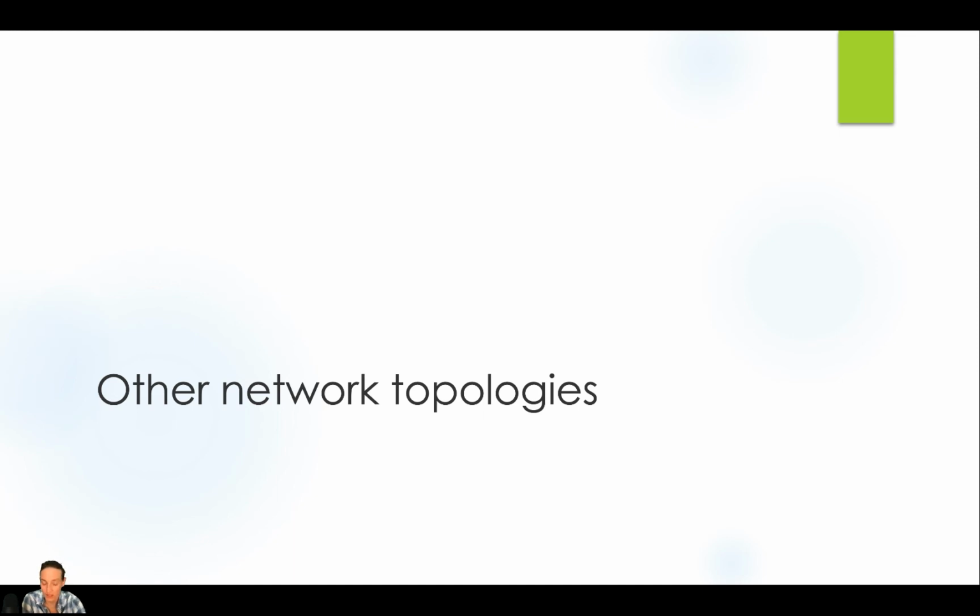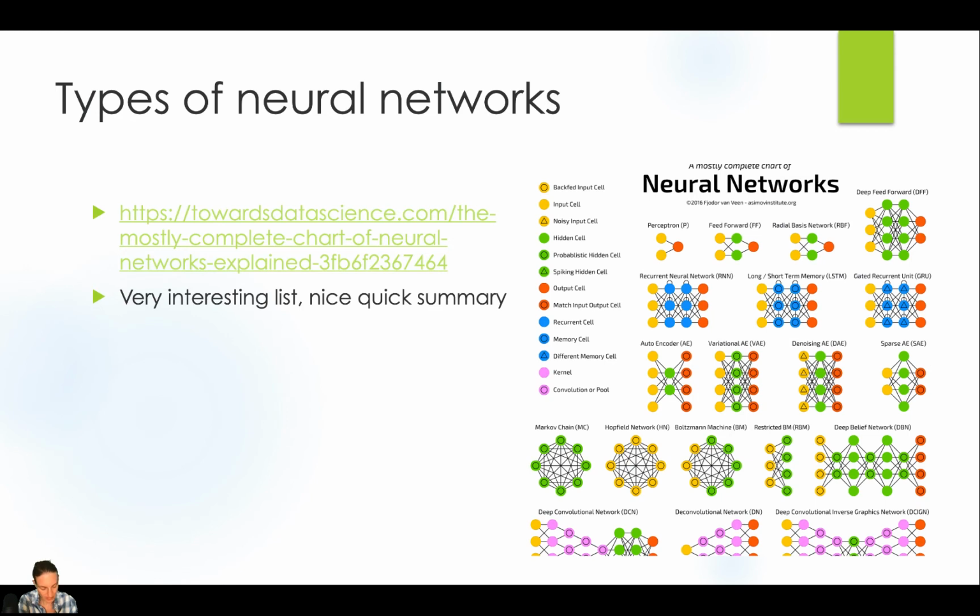Okay. So let's have a look at other network topologies. There are many different types of networks. Click this link and you can scroll down a little bit more. So we have the original perceptron from which we started. We expanded this to feed-forward neural networks, deep neural networks. Now we're going to very briefly look into RNN, LSTM, autoencoder later on in the last week of classes.